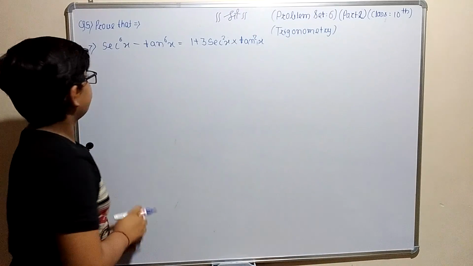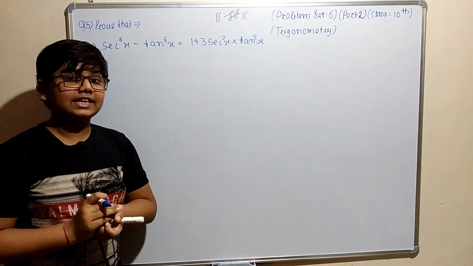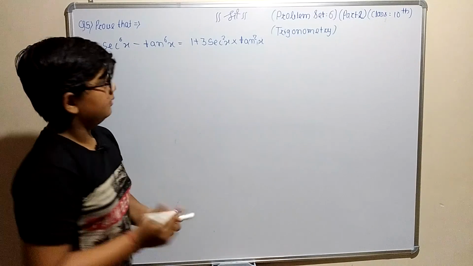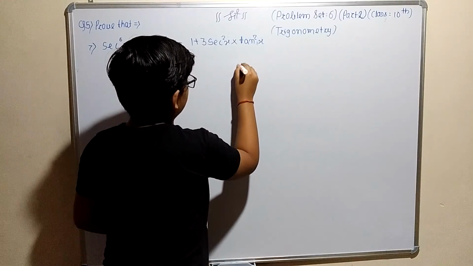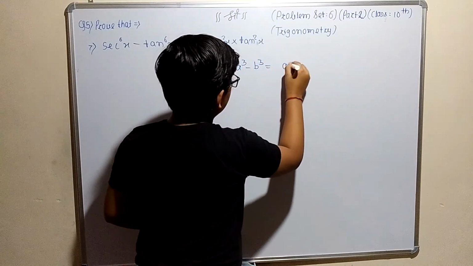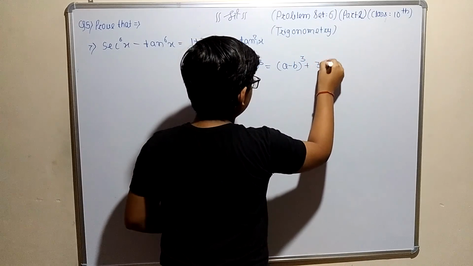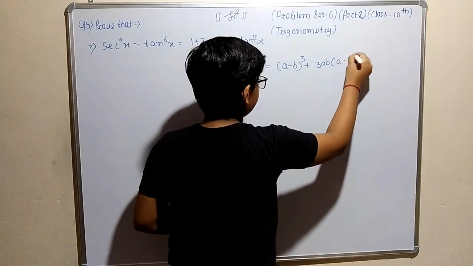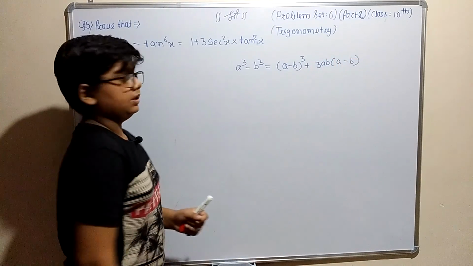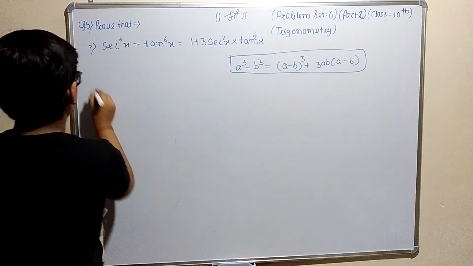Now this is our 7th question and we have to prove it. In this question we have to use the identity of a cube minus b cube. We will write that identity over here. a cube minus b cube is equal to (a minus b) whole cube plus 3ab times (a minus b). We will write this identity over here and then we will solve this question.